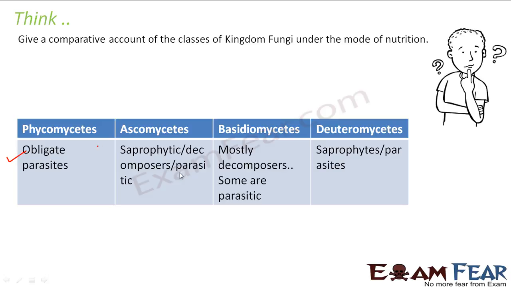Ascomycetes, see, fungi, they are all heterotrophic. So there is no chance of any autotrophic nutrition. So all heterotrophic, but inside that heterotrophic some might be decomposers, some might be saprophytes or parasites. So Ascomycetes can be saprophytic or decomposers or parasitic. It can be either of them. Basidiomycetes, like mushrooms, they are mostly decomposers. However, some of them are parasitic. If you talk about Deuteromycetes, they can be saprophytes. Mostly, in fact, they are saprophytes, but sometimes they can also be parasitic.